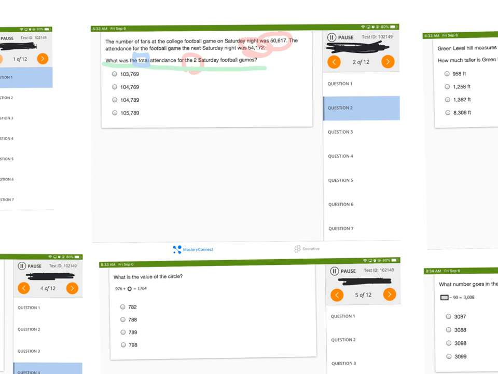So I know that total tells me that I need to add. I want to know in all. So I'm going to take the two numbers from the problem and I'm going to add them together.